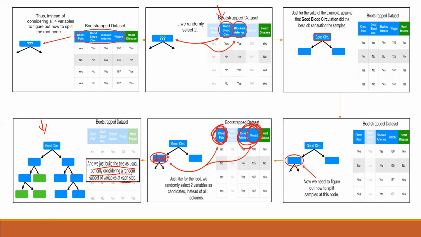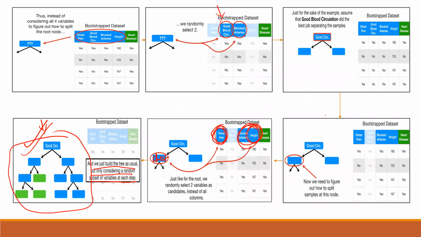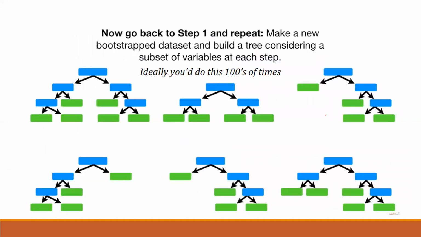The logic behind this is that you have generated this from the starting point, saying that my bootstrap dataset is this one, right? So in that case, this third row was not used. Only the other three were used to make the decisions. But now if you change the bootstrap dataset, obviously the tree will change, but the procedure will stay the same. Now go back to step one and repeat.